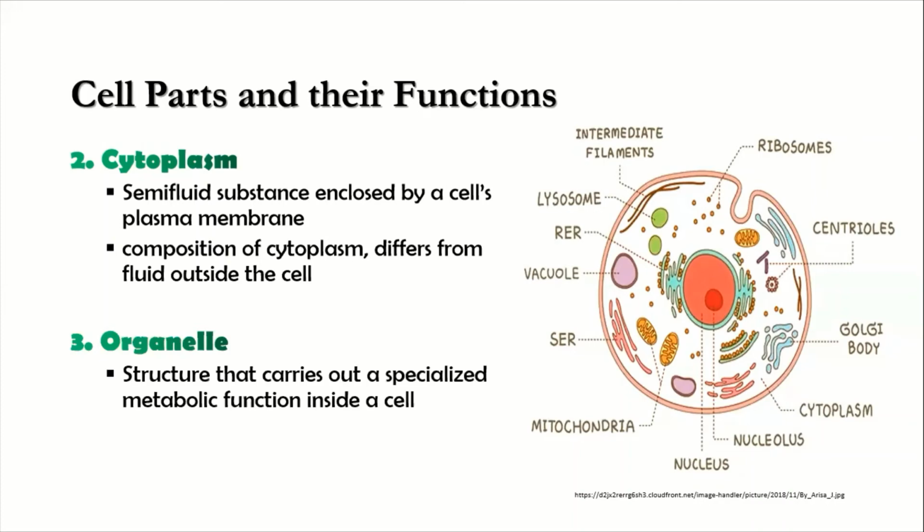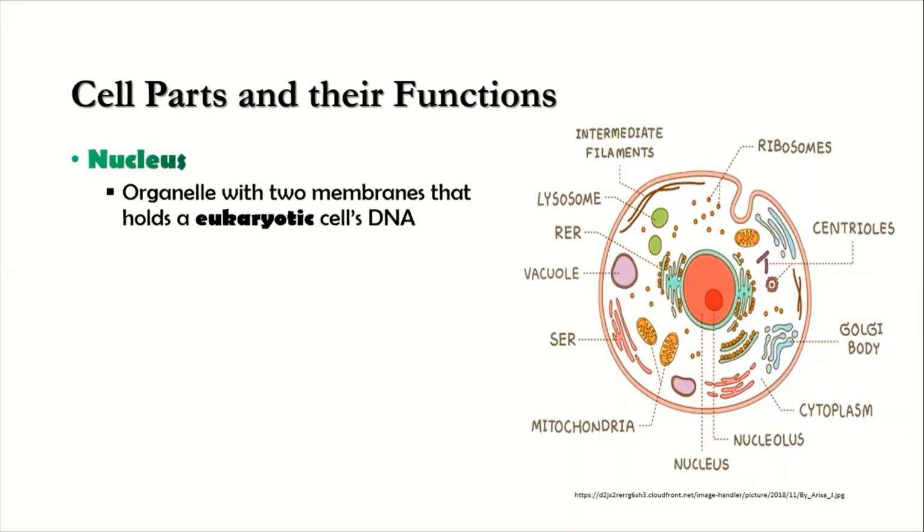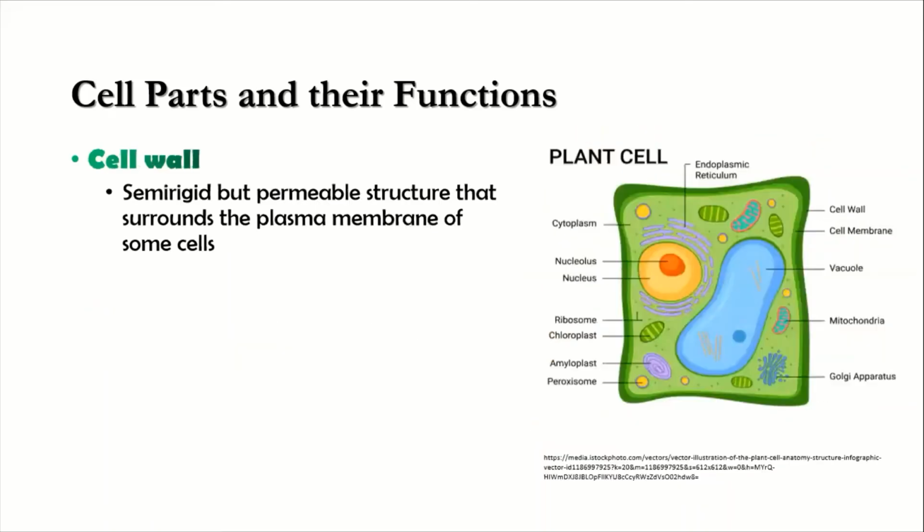Now we have the different organelles. These are structures that carry out a specialized metabolic function inside the cell. Let's get to know your different organelles. We have your nucleus, an organelle with two membranes that holds a eukaryotic cell's DNA. Prokaryotes don't have a nucleus, but they have the nucleoid region, where the DNA is concentrated.